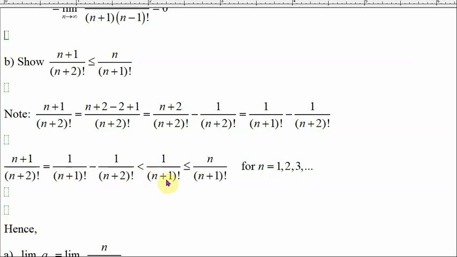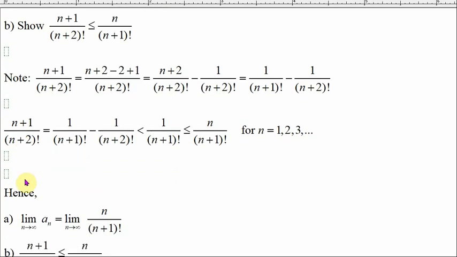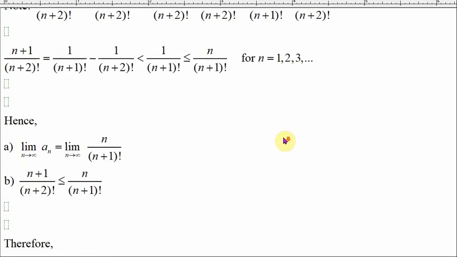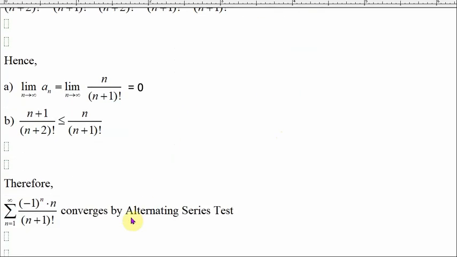But 1 over (n plus 1) factorial is less than or equal to n over (n plus 1) factorial, since n is greater than or equal to 1. But this is a sub n, and this is a sub n plus 1. And therefore we have shown that a sub n plus 1 is less than a sub n for all n starting at 1. And so by the alternating series test, we have shown these two conditions are true, and therefore this alternating series right here converges.